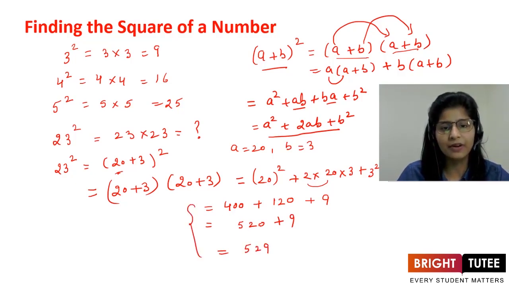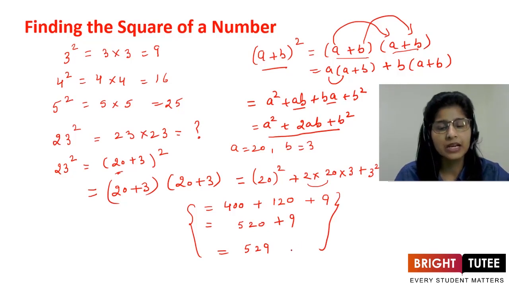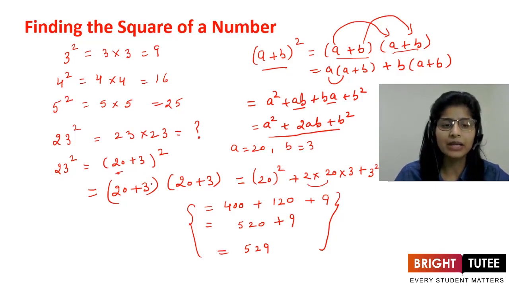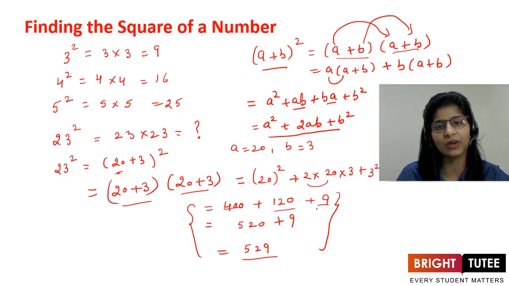So yes, the number of steps has increased, but the calculation and solving time is definitely minimized. What we have done is calculate the square of 23 not by multiplying 23 with 23, but by writing 23 as 20 plus 3 whole square, and then applying the identity a plus b whole square, that gives us a square plus b square plus 2ab. Yes, the steps here are increased, but they are really easy to solve and take very little time.